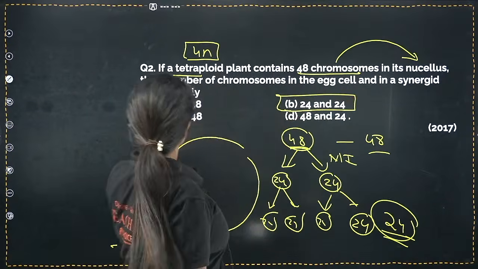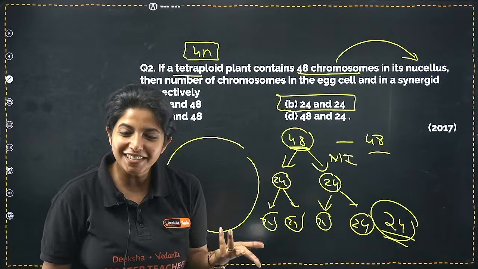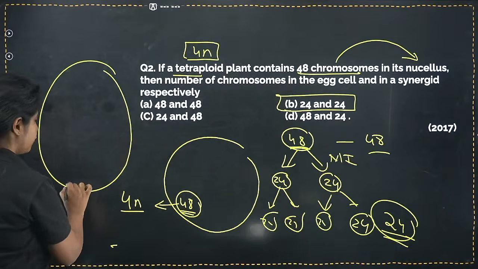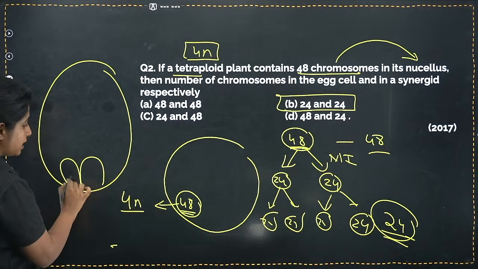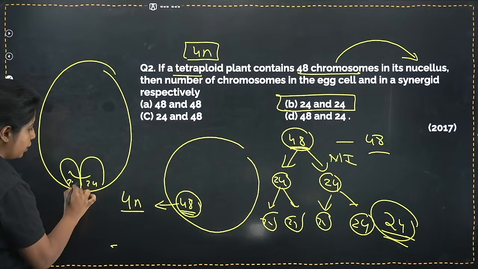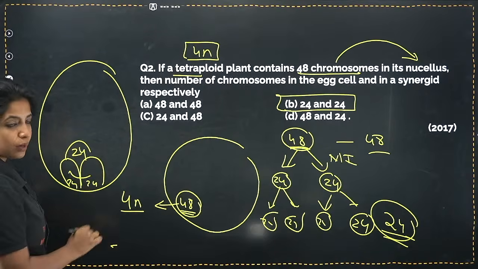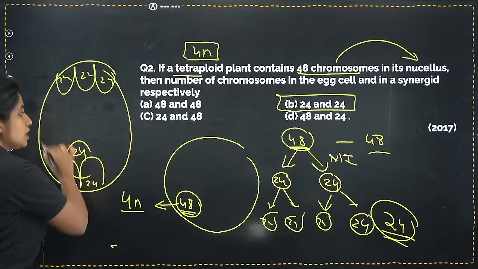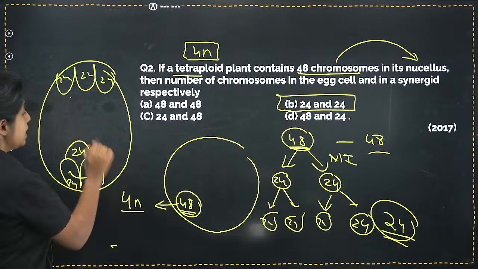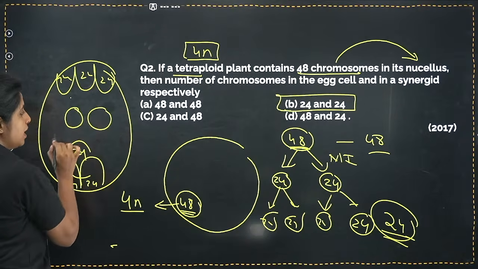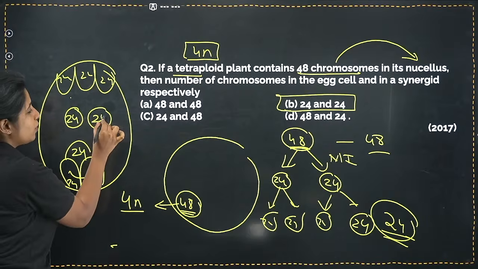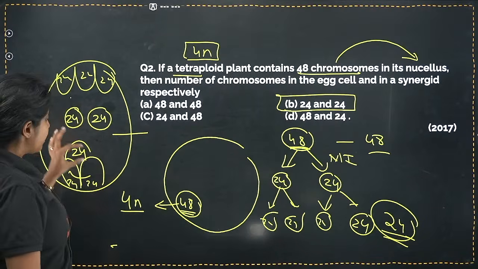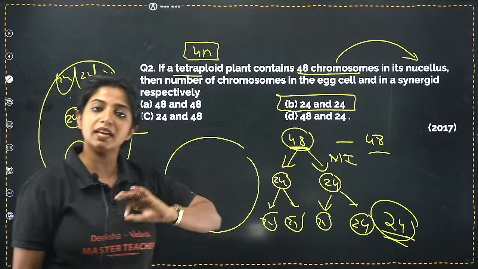Now, in a synergid, what is the case? Synergid, egg cell, everything is a part of your embryo sac itself. So every cell in your embryo sac, these are the synergids, they are going to be 24. Here the egg cell is also going to be 24. The antipodal cells, 24 each. Just in the center, you have a central cell. This central cell has two nuclei. One nucleus has 24, another nucleus will also have 24. This cell is the only one which will have 48 chromosomes. Everyone else individually has 24 only.